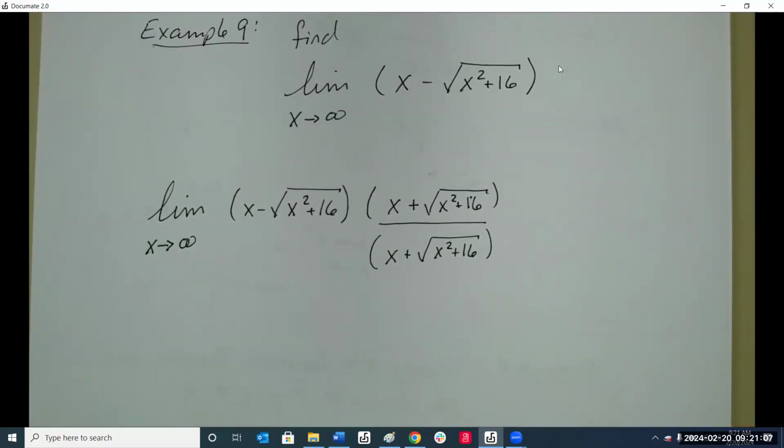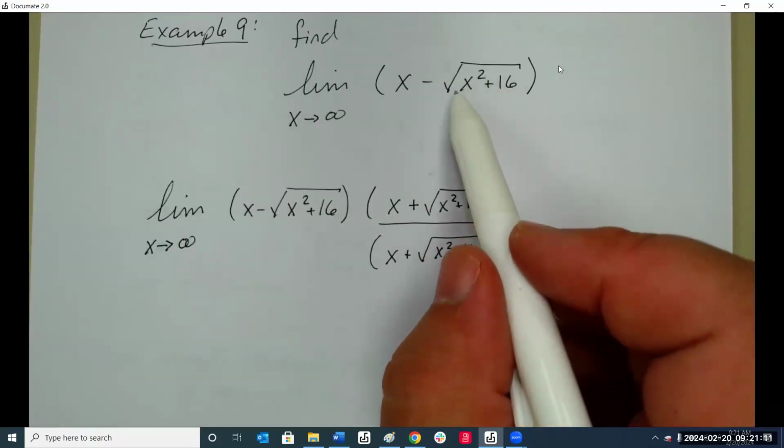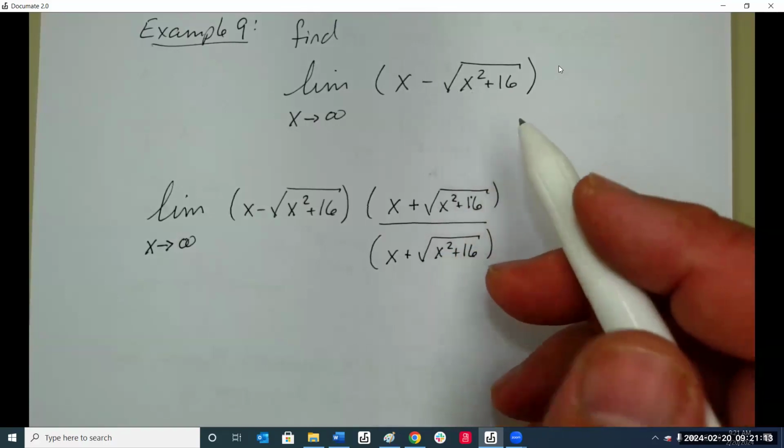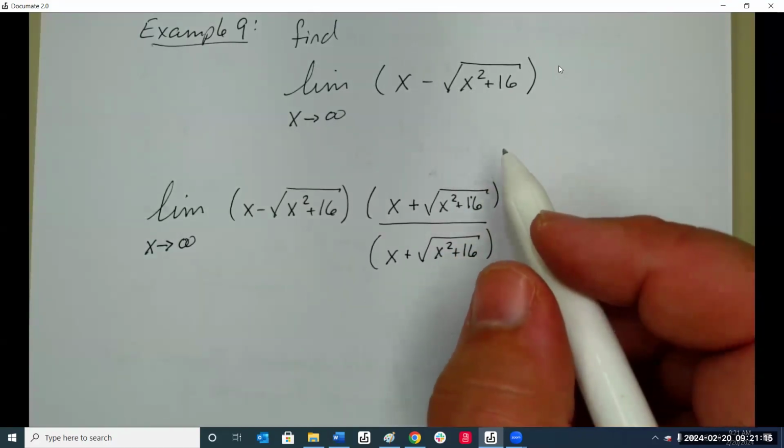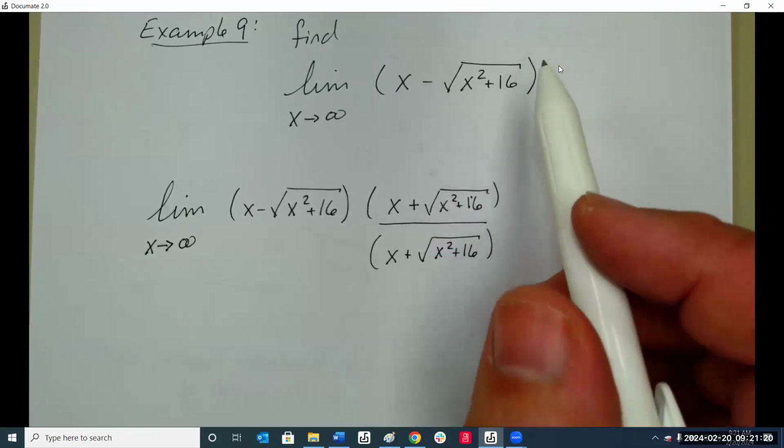I know most of you are thinking, why can't we just divide everybody here by the x squared? That only works with rational expressions. So good try, but it wouldn't work.